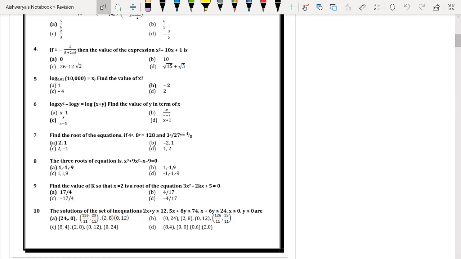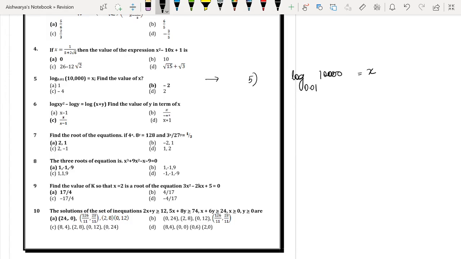Okay, so question number 5 and question number 6. So let's solve question number 5 now. In 5 it says log 10,000 to the base 0.01 is equal to x. Okay, what is the value of x?